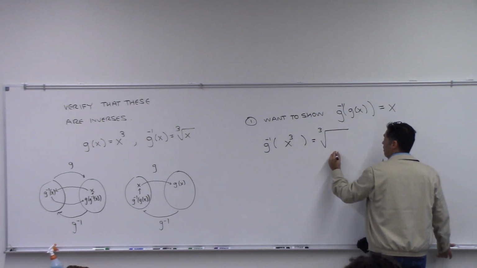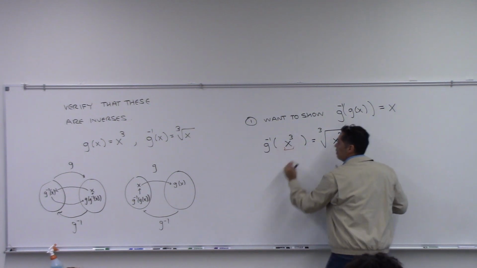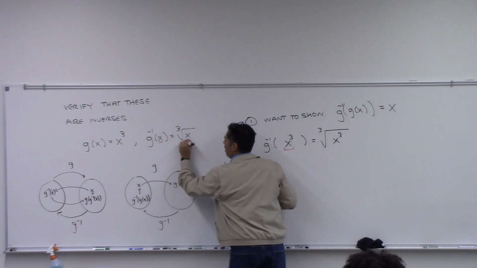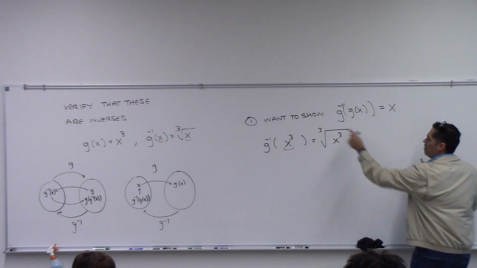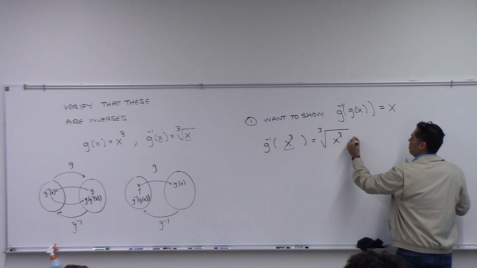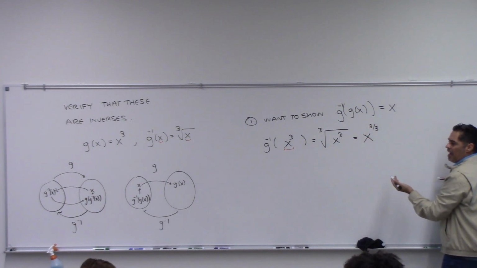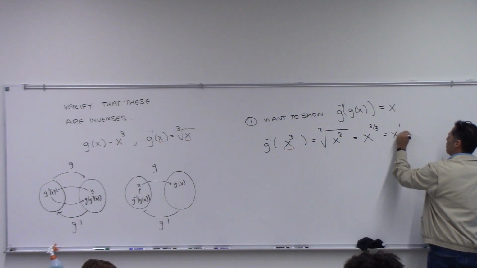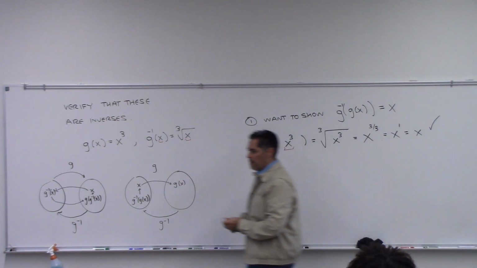The cube root of what am I plugging in? x cubed. This x cubed is going in right here. And when you take the cube root of x cubed, we did this many different ways in the beginning of class, but that's the same as x to the 1, that's just x. And that verifies the first thing.